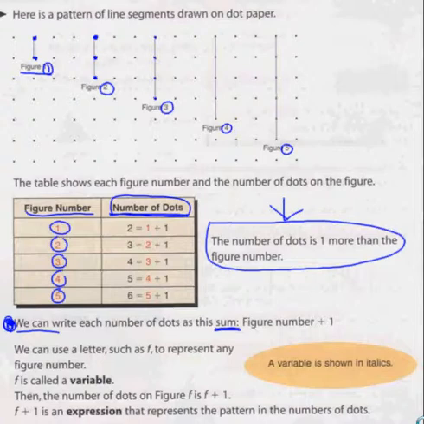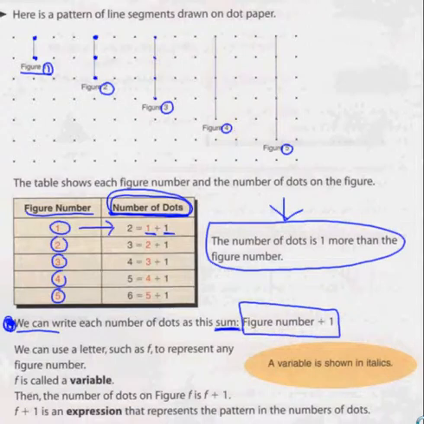Look at your chart and look specifically at the number of dots side. In the first figure number, we can see that the number of dots is 2. How did I get that? I've got the figure number plus 1. I'm adding 1 to the figure number, and that's what they just told me right here. Figure number plus 1. The figure number is written in red ink, 1 plus 1. The number of dots equals 1 plus 1, and that's 2. We've already seen that.